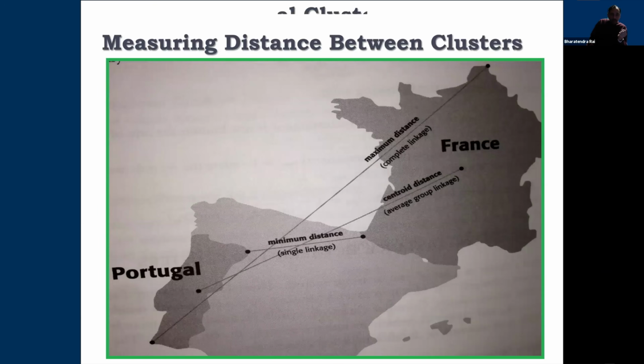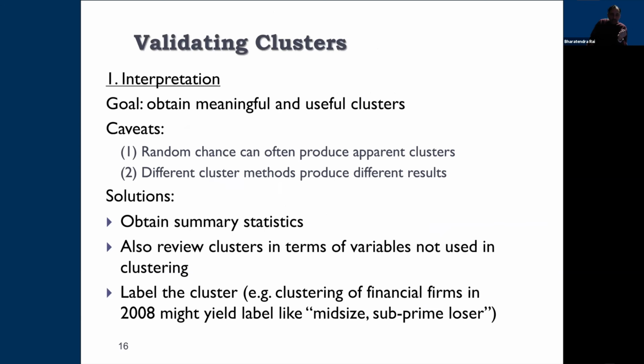Another way is to come up with some creative names. Like during the last recession, when we had this financial crisis, there were mid-sized companies, there were subprime losers. So you could have categorized those financial firms in different categories or clusters like this and put a label to them or give a name to them.